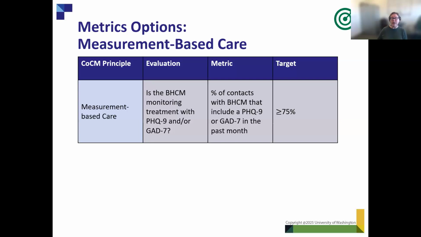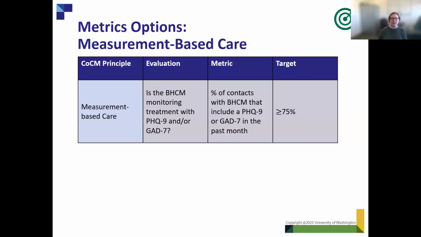Sometimes we hear from behavioral health care managers that patients don't want to fill out the measures repeatedly. But in our experience, if the behavioral health care manager helps the patient understand that these symptom measures are kind of equivalent to having your blood pressure taken if you're being treated for hypertension, and that they can help patients get better faster by helping the team know when the treatment should be adjusted, patients are usually willing to do them.